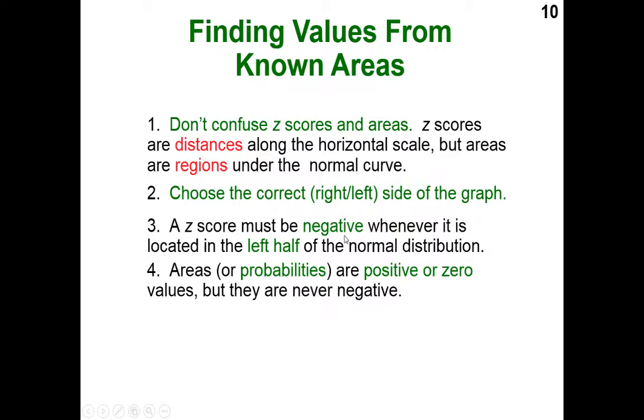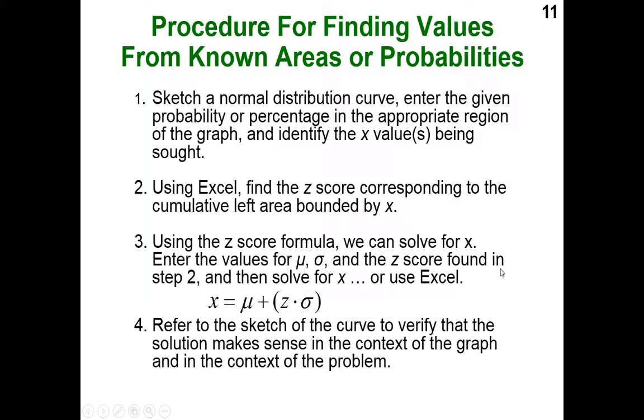It's on the left-hand side of the mean. If you're looking in the lower half, then the z-score is always going to be negative. And then the probabilities are always going to be non-negative, which means they're either positive or 0. They're never going to be negative, so probability is always going to be somewhere between 0 and 1 inclusive. Okay, just keep that in mind.